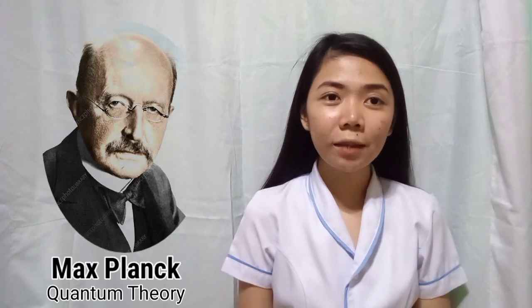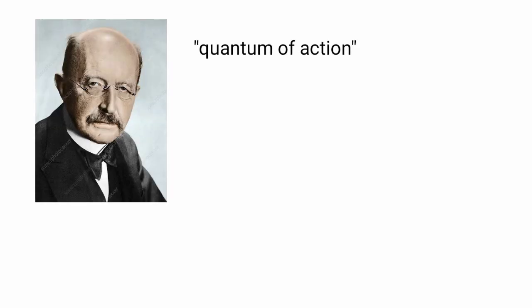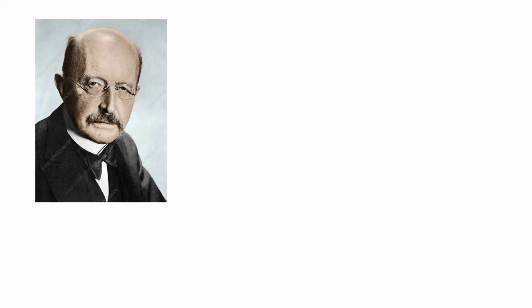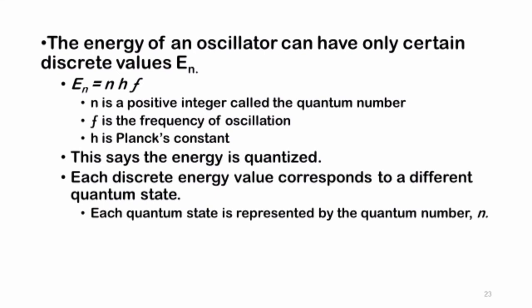But it was not until Max Planck came along in 1901 that the full equation for the blackbody radiation was formulated. Planck introduced the concept of quantum of action. In 1918, he was awarded the Nobel Prize for the discovery of the quantized nature of energy. He assumed that the cavity radiation came from the atomic oscillation in the cavity walls. Planck made two assumptions about the nature of oscillations in the cavity walls.